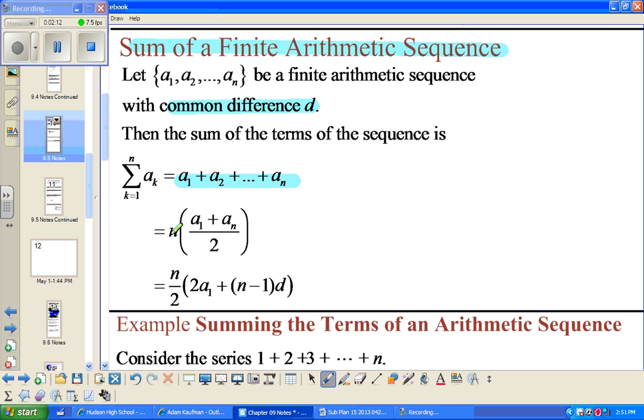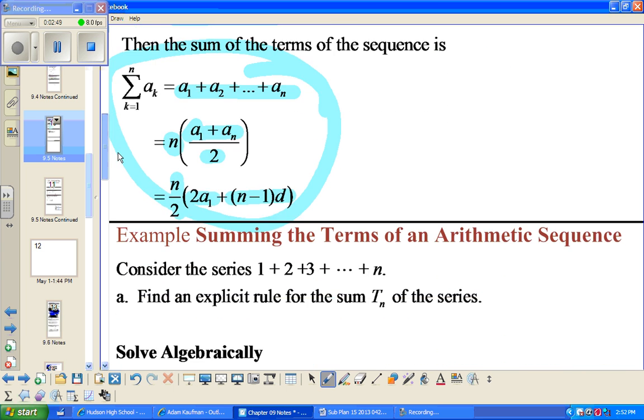To add all the terms up, all you need to do is take n, which is the number of terms you're dealing with, times the first and last term added together, divided by 2. This is another way to write that. If you don't know the last term, but you know how many there are, you can take n over 2 times 2 times the first term plus n minus 1 times the common difference d. So I would write these down. Basically, all that information will help you find the sum of a finite arithmetic sequence.